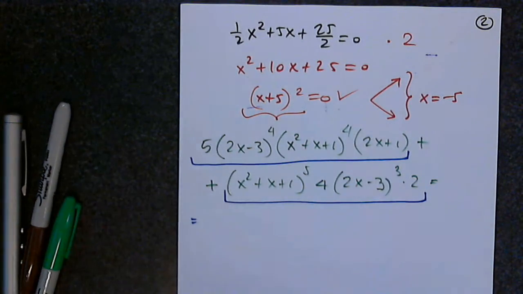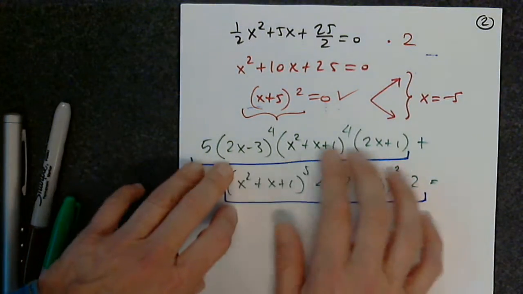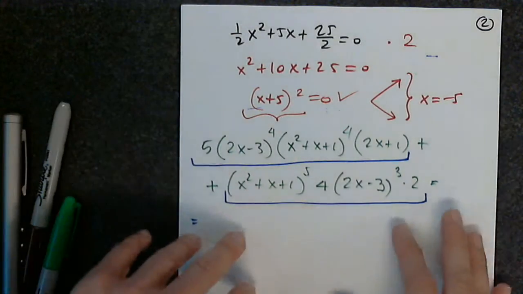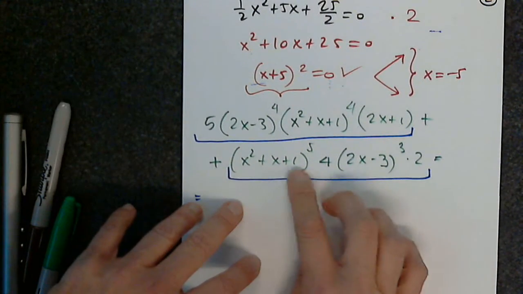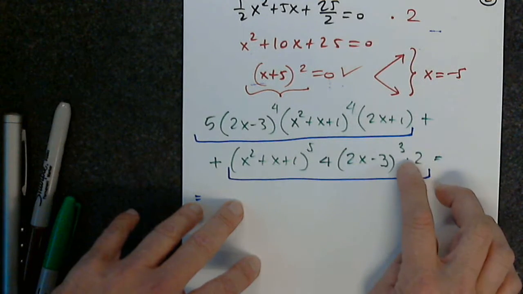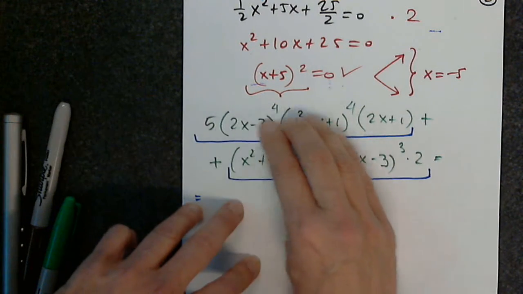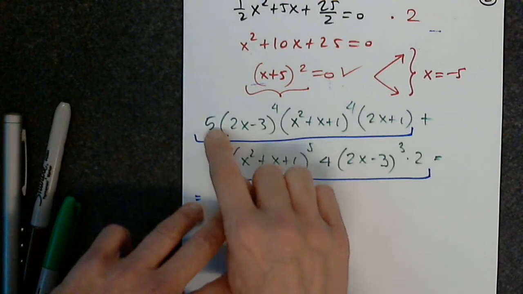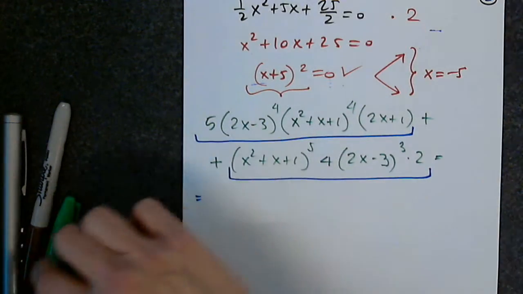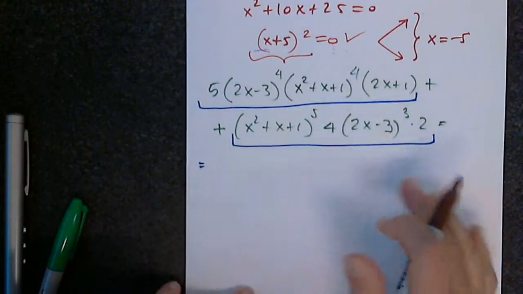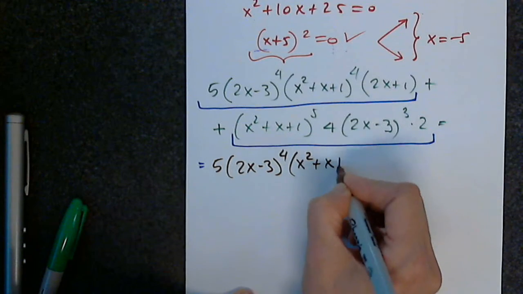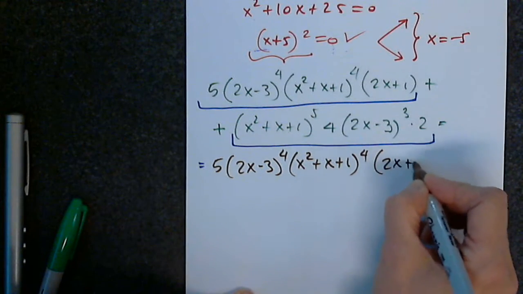Perfect. Now let's look at the first one, and I see, oh, it's okay. It's 5 in front, and some factor, another factor, another factor. That's good. Here I don't like it, because I see a factor, then a 4 in the middle, which is also a factor, and then some other piece, and then multiplied by 2. I want to see the second term like this one, with a number in front. So I'm going to multiply 4 by 2, and put an 8 in front, and rewrite the whole thing from scratch. So 5, 2x minus 3 to the 4th, x squared plus x plus 1 to the 4th, 2x plus 1.